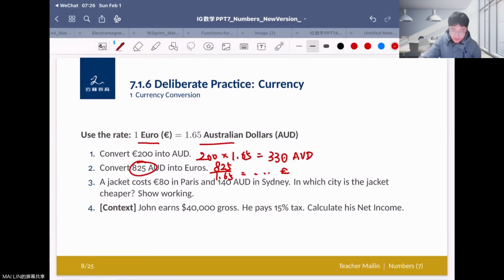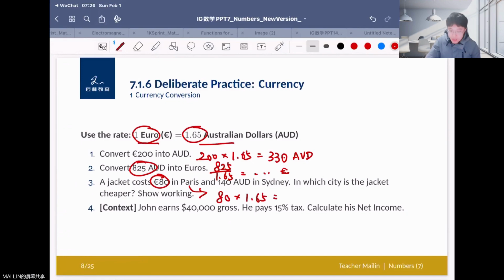Okay, and the third problem is that a jacket costs 80 euro in Paris and 140 Australian dollars in Sydney. In which city is the jacket cheaper? Showing the working. So first you make sure that all the units are the same. So maybe you can convert the euro to Australian dollars, right? We know that 1 euro can exchange for 1.65 Australian dollars. So here we can use 80 euro to change all into Australian dollars, right? So that's 80 times 1.65.